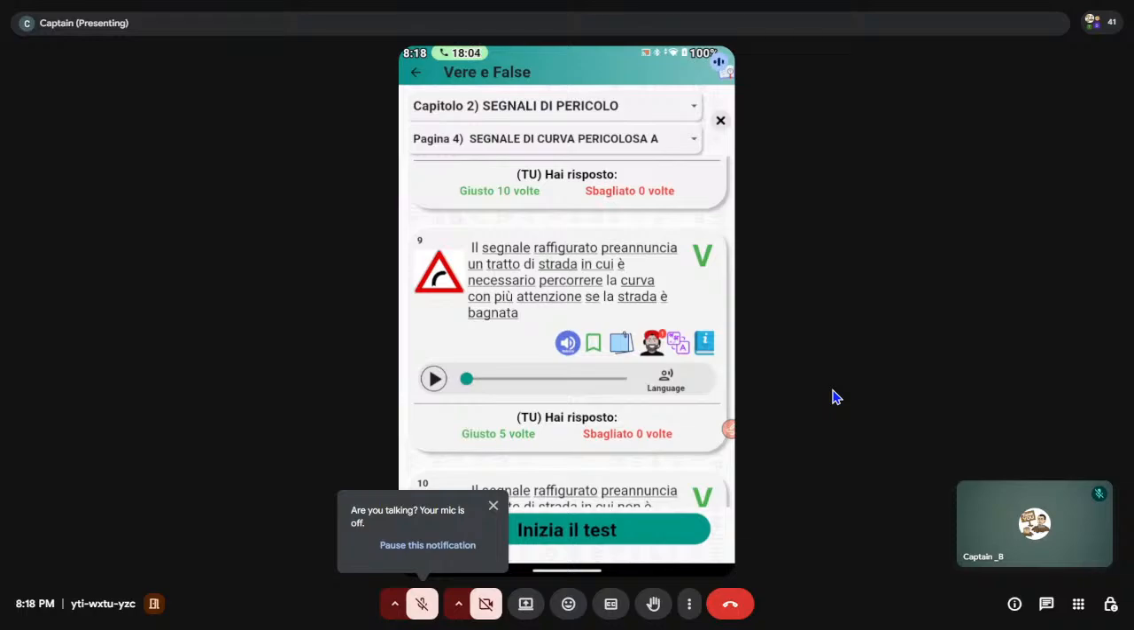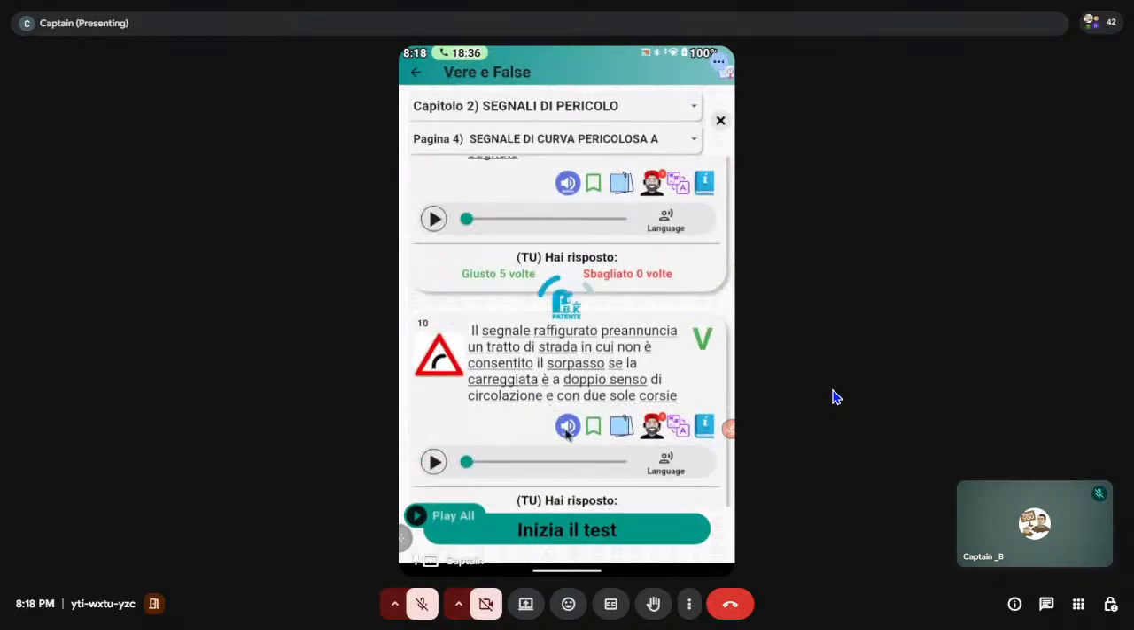You understand? So in this case, he said that this sign is referring to preannuncia, announcing un tratto di strada, announcing a road in which it is necessary to circulate. Percorrere meaning circulate, drive. Okay? La curva, circulate on the curve con più attenzione, with more attention. Se la strada è bagnata, if the road is wet. So you must circulate with more attention if the road is wet. Yes, it is true. È vero.